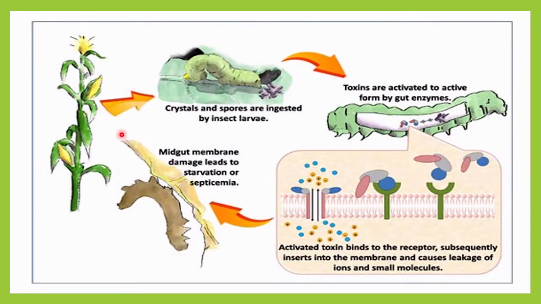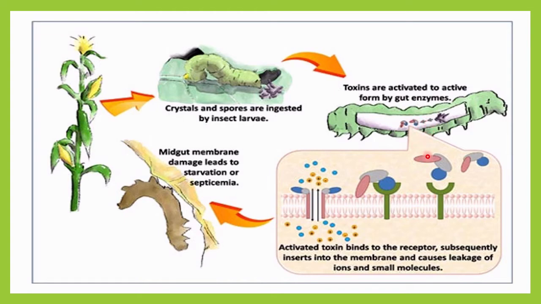As you can see here, this insect will be ingesting this kind of Bt crop, Bacillus thuringiensis maize. Here it is. If any part of the plant is ingested by the insect, what happens? These crystals and spores are ingested by the insect larva. After ingestion, what happens? Toxins are activated to the active form in the gut, especially in the midgut, by enzymes.